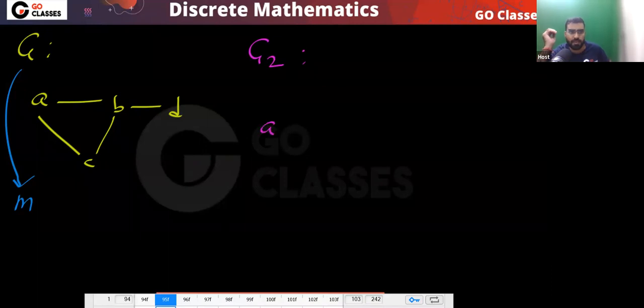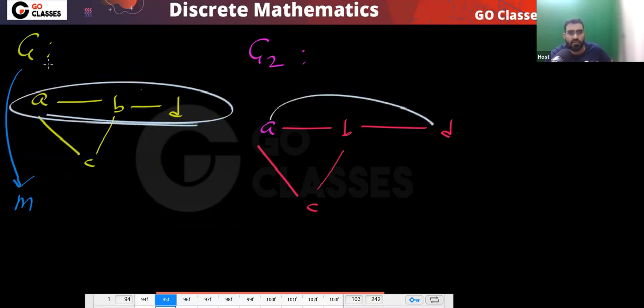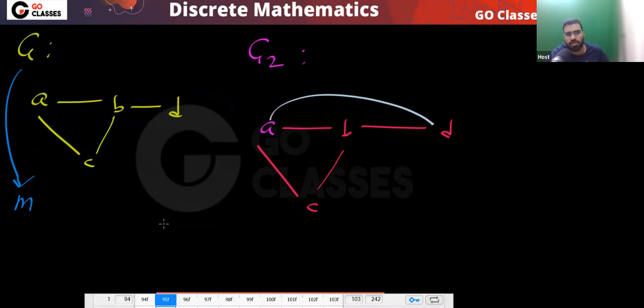G2 will be basically all these edges, you are not going anywhere. These edges will be the same. But you can notice, you will put this edge in the new graph. Why are you putting this edge in the new graph? Because they have distance of 2. For example, I can put F also. Now you will put this edge A to D, because they have distance of 2.